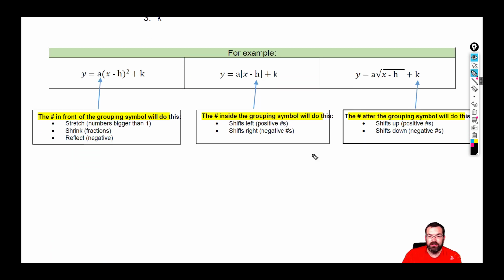Okay, so we have this here. This is just an example of what it looks like in our instances. I'm going to give an example of each of these, so we can see these. So here's a quadratic. Remember, this is our quadratic.